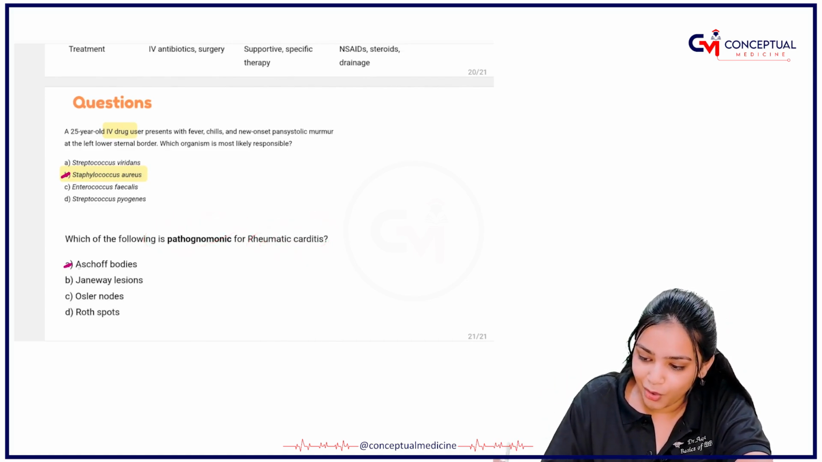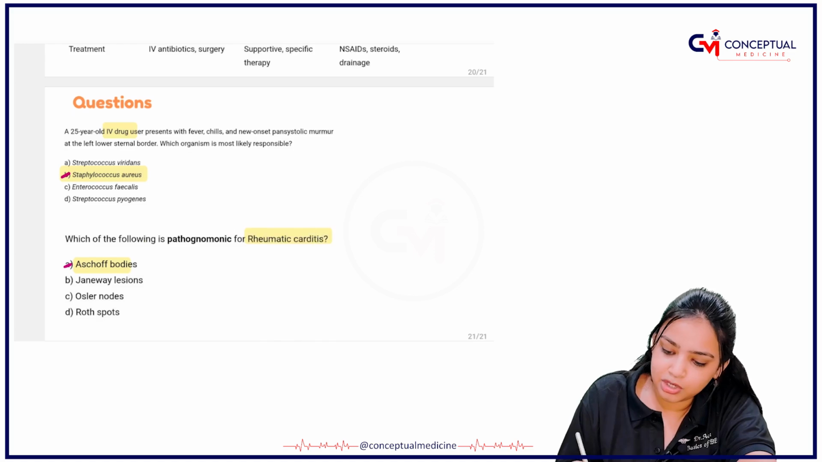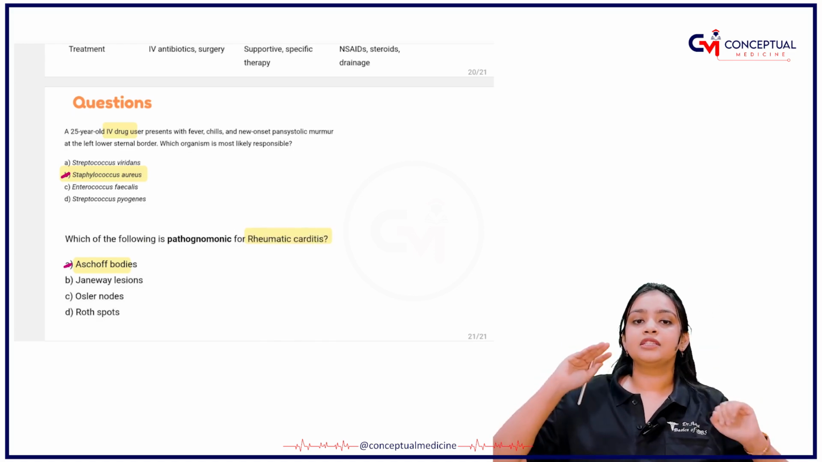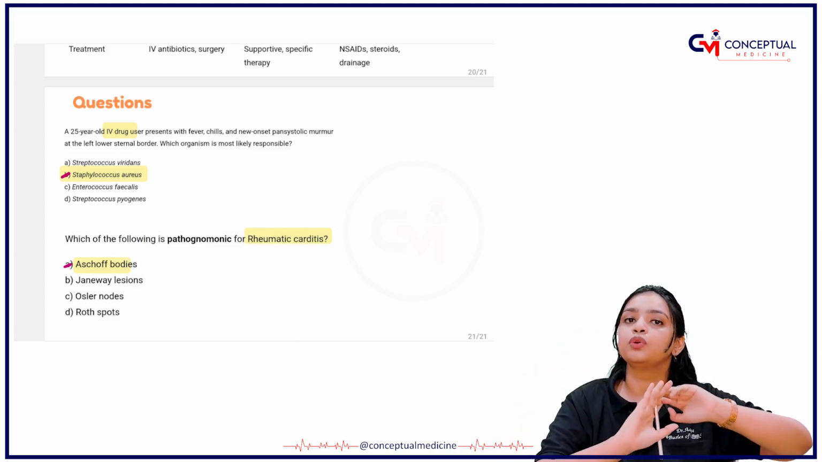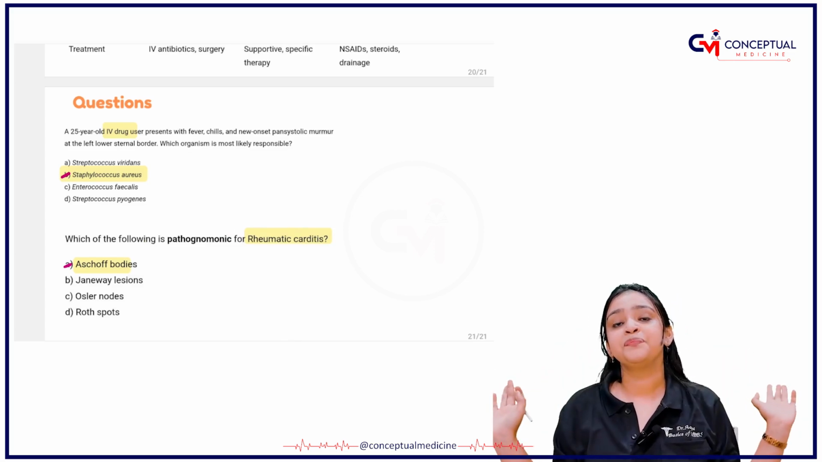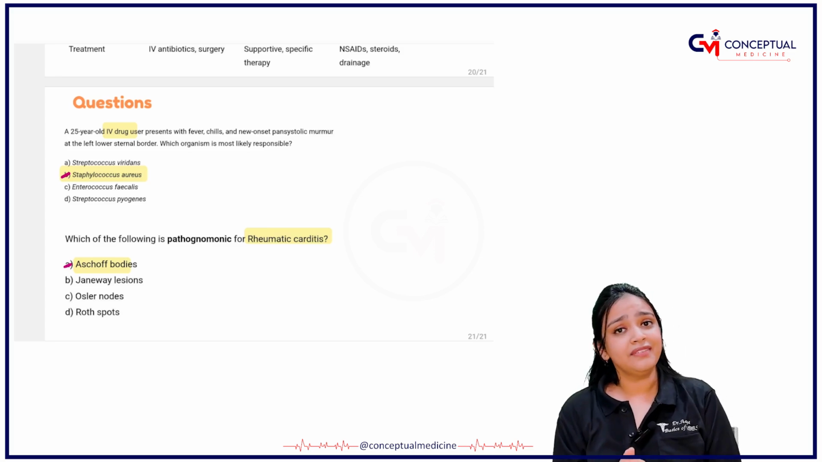Next, what is the pathognomonic feature of rheumatic carditis? It is the Aschoff body. It is the Aschoff body, right? So guys, this was all about the carditis portion you have. It will be asked as a short note only and not as a long question. Okay, I hope I made myself very, very clear.